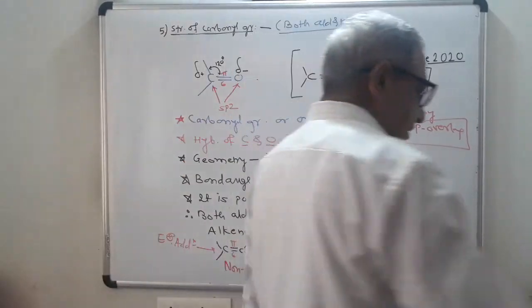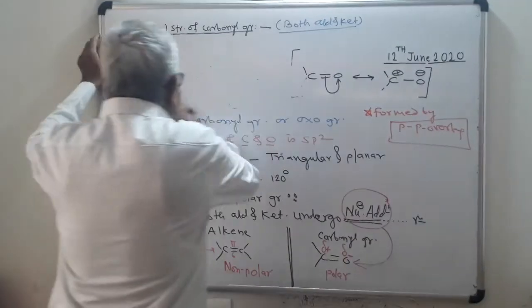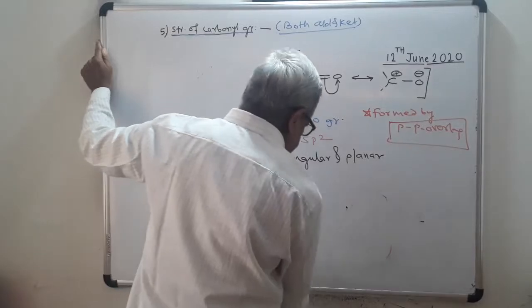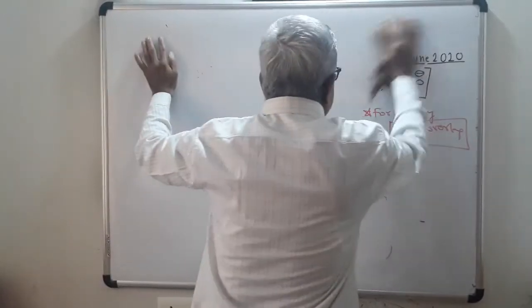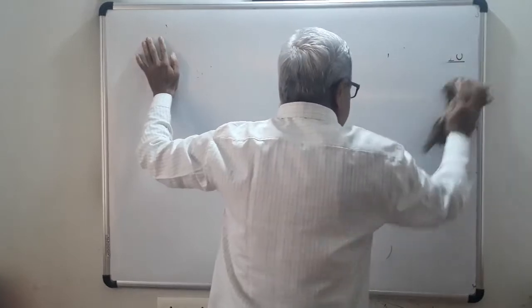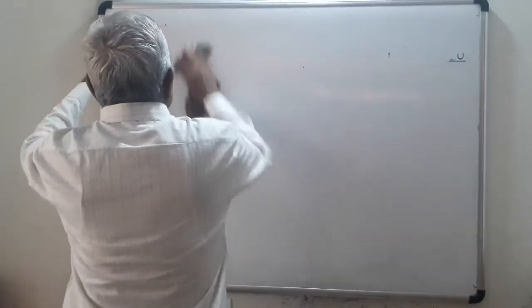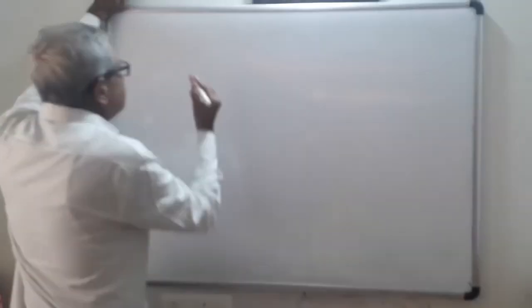So we completed the point, that is the structure of the carbonyl group. So 5 points are completed. Now I will start point number 6, that is the preparation of aldehyde and ketones. So give the title: preparation of aldehyde and ketones.